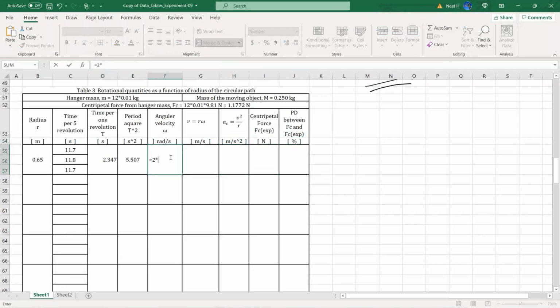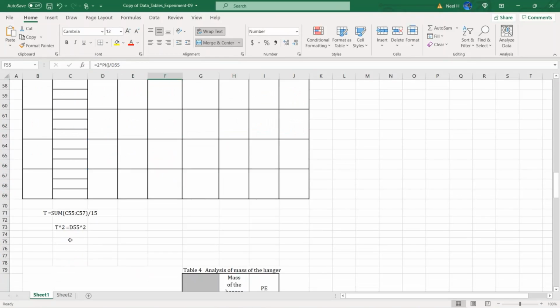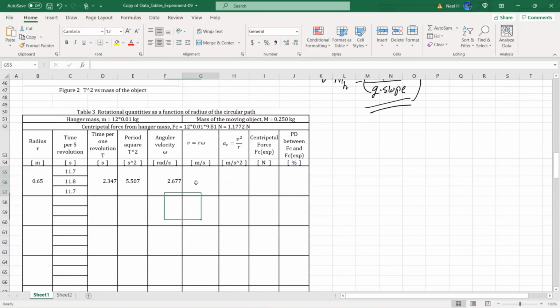Omega, which is 2 times pi divided by the period of oscillation. Much different than the previous because the moving mass is different and the radius is different now, which affected the oscillation overall. And then v is the tangential velocity, which is r times omega. R is now the cell number B55 multiplied by the omega we just calculated here.